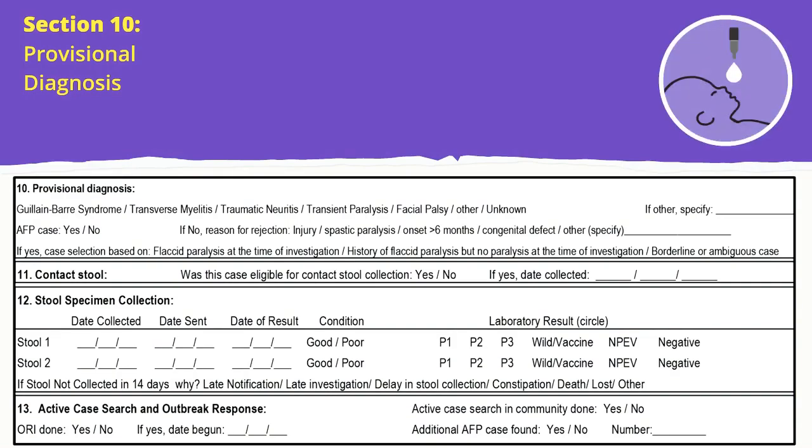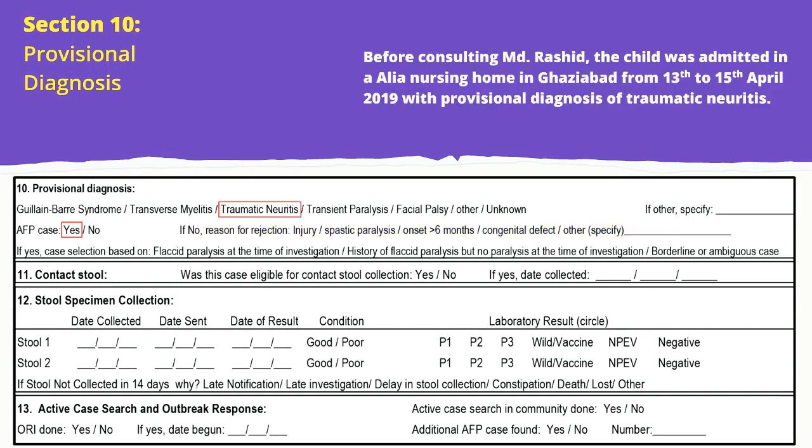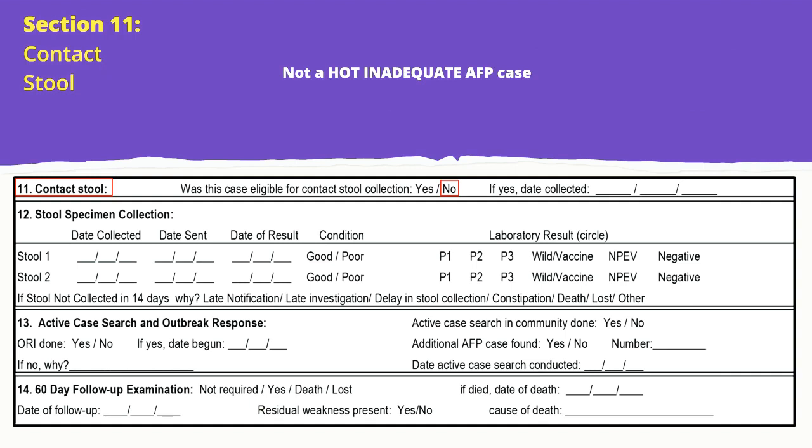Section 10. Provisional diagnosis is mandatory for all AFP cases. If the investigated case is not an AFP, then encircle the reason for the same. Further, encircle one of the 3 reasons for labeling the cases as an AFP. Flaccid paralysis at the time of investigation or history of flaccid paralysis but no paralysis at the time of investigation or borderline or ambiguous case. The current case is not a hot inadequate AFP case, hence this is not eligible for contact stool sampling.